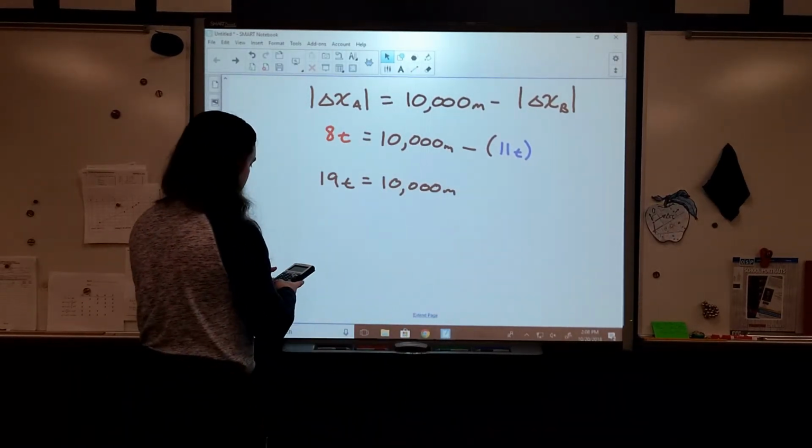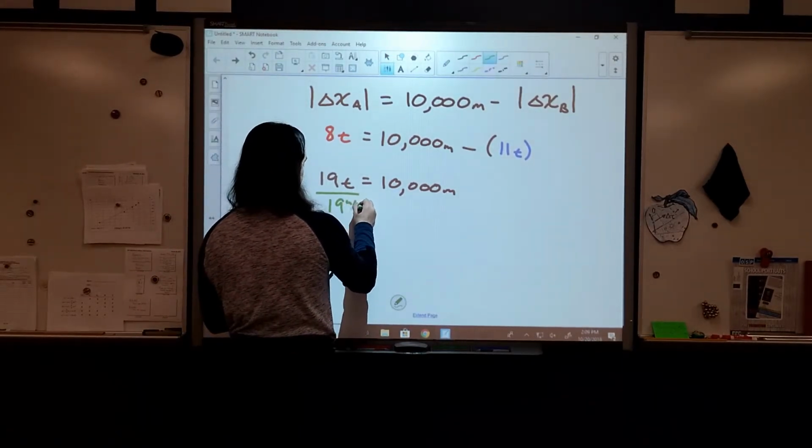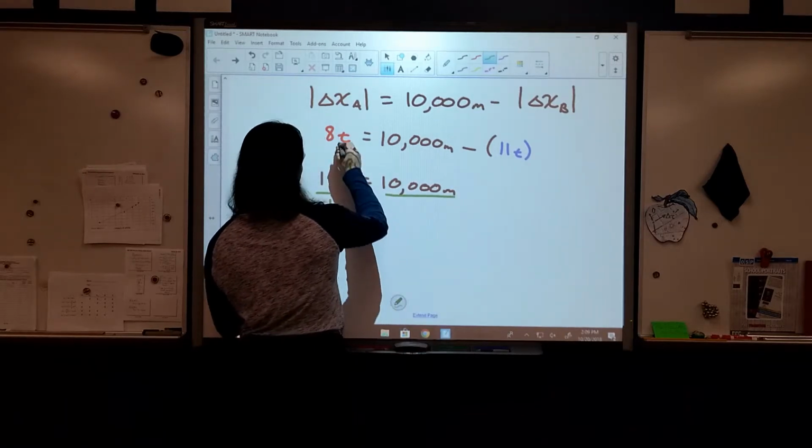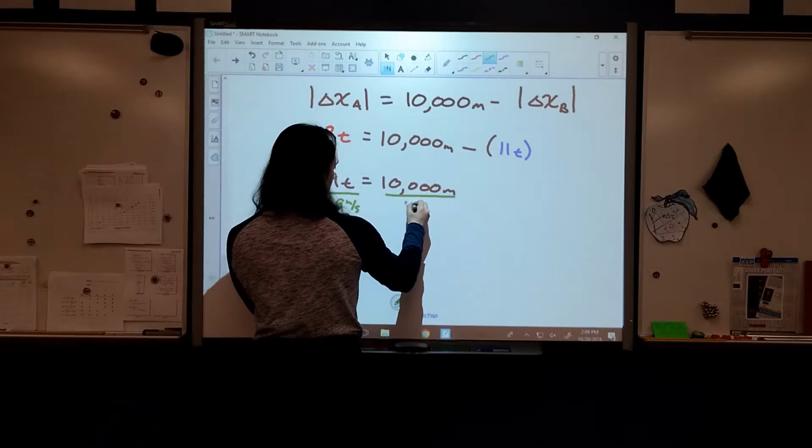Grab my calculator. Here we go. And then I want t, so I'm going to divide both sides by 19. Technically, this is 19 meters per second. Remember the units, meters per second, meters per second. So 11 plus 8 is 19.